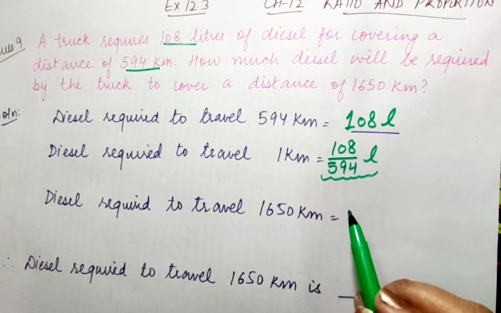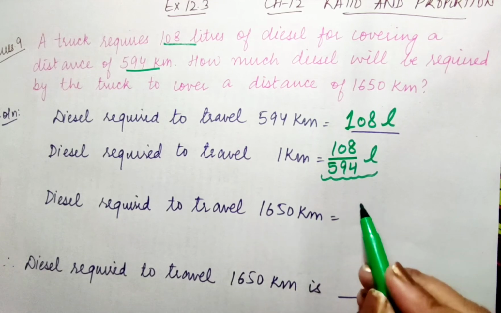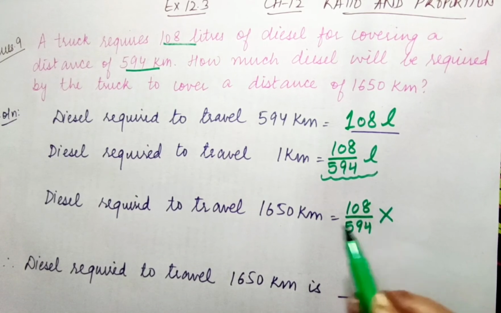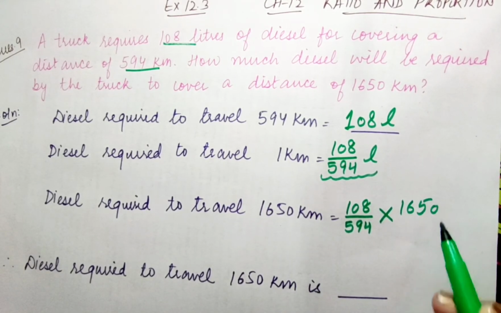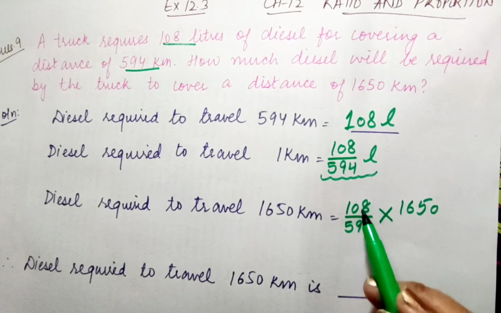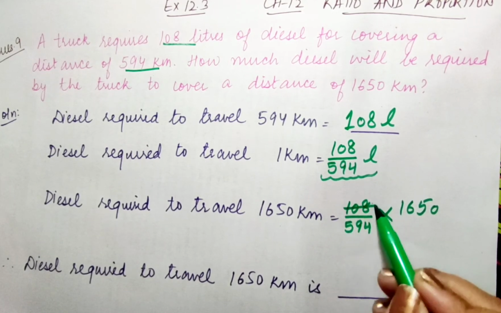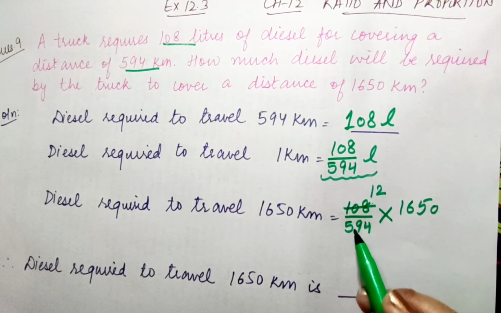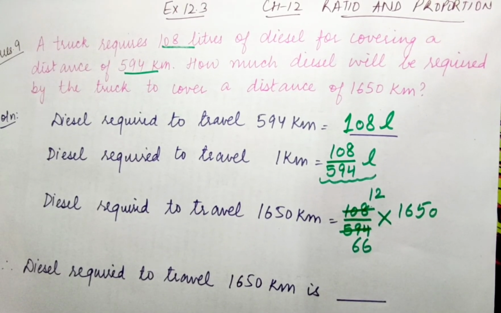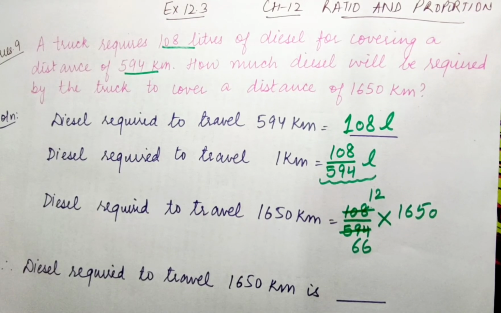Okay, so diesel required to travel 1650 kilometers, 1 kilometer multiplied with 1650 kilometers, right? So let's do the calculation. We can cut this in table of 9. So 9 12s are 108, and here when you cut in table of 9 we will get 66. Students, you can do this cutting on your own. Okay, it will be better for you to do this cutting on your own, but yes, your answer should be the same. So you can cut in whatever way you like.